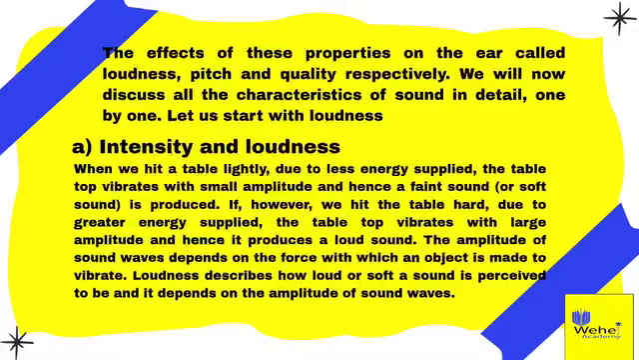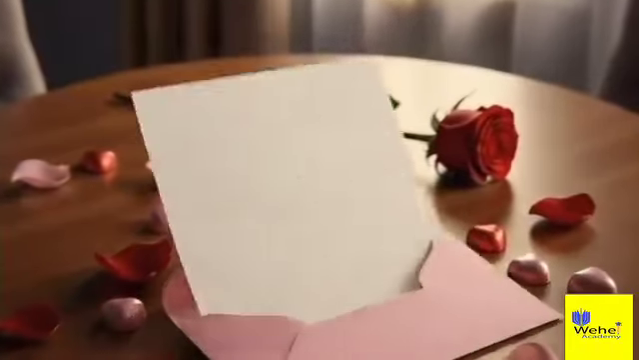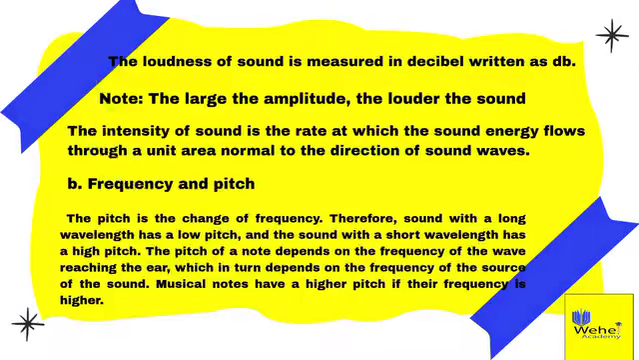Loudness describes how loud or soft a sound is perceived to be, and it depends on the amplitude of sound waves. The loudness of sound is measured in decibel, written as dB. Note, the larger the amplitude, the louder the sound. The intensity of sound is the rate at which the sound energy flows through a unit area normal to the direction of sound waves.